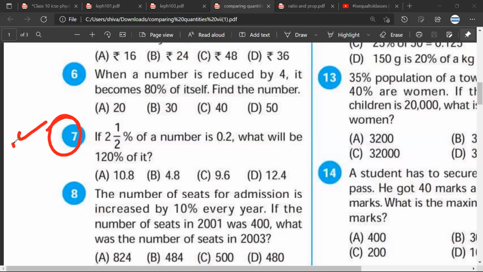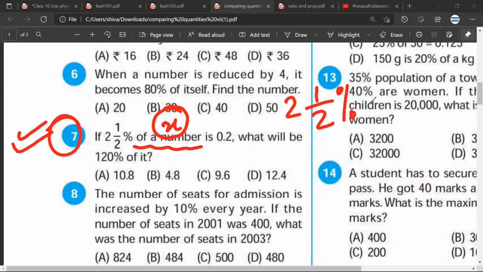Mr. Sarthak, question number 7. How should I do the question? So the number equals x. So 25 upon 1000 into x equals 2 upon 10. So x equals 2 upon 10 divided by 25 upon 1000. So x equals 8.